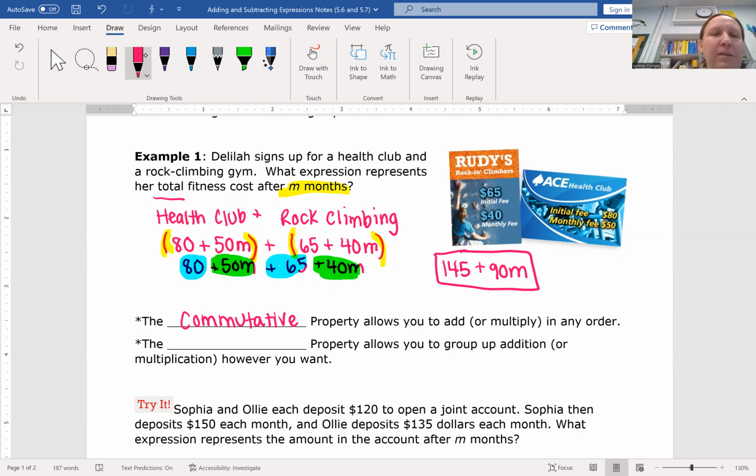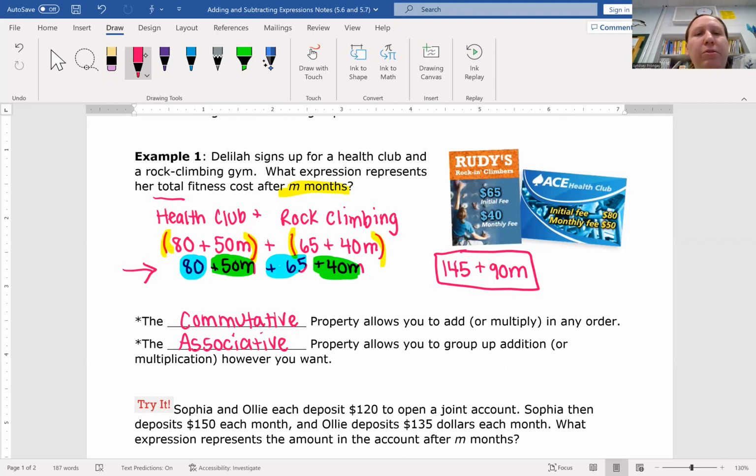Okay, so when you have something like this line right here, the reason we can put together those like terms is because, even though they're not together, I'm going to do the 80 and the 65 first, and then I'm going to do the 50M and the 40M next. So the commutative property allows you to add in whatever order you want, even if they're not exactly next to each other. And the other one is that the associative property allows us to group things together however we want. Kind of the same idea.